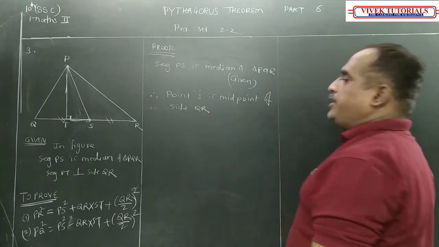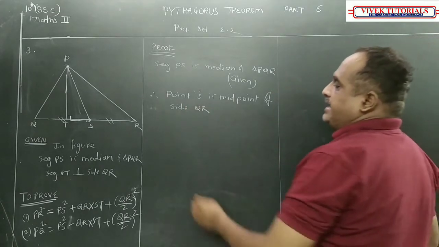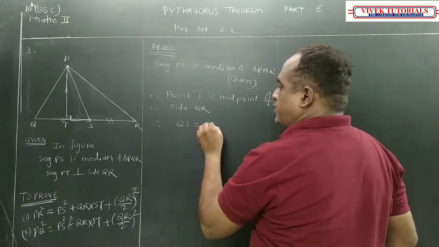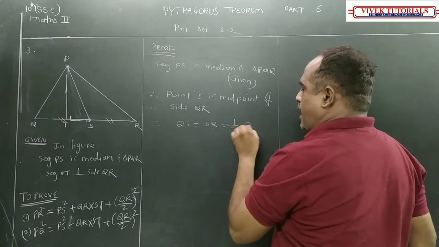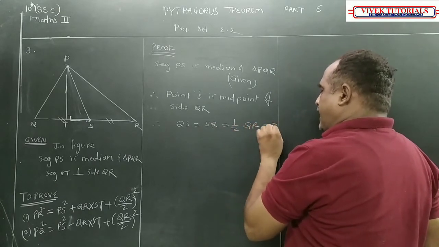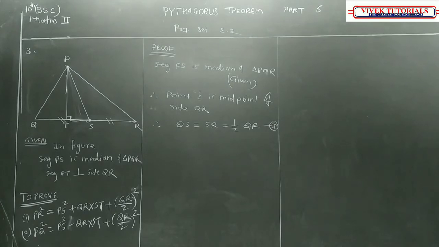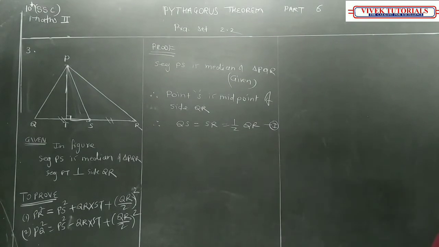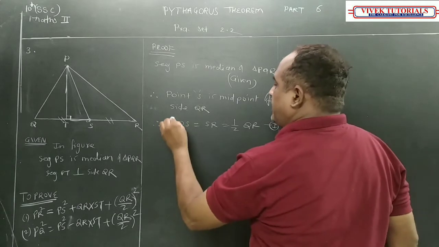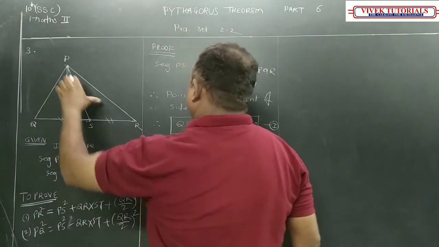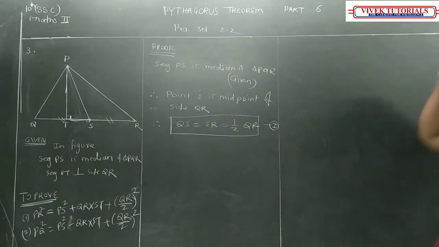S is the midpoint of side QR. Therefore, I can write QS is equal to SR is equal to half of QR. Take it as equation 1. Have you understood this? Okay, so this is one of the important equations, that QS is equal to SR is half of QR.